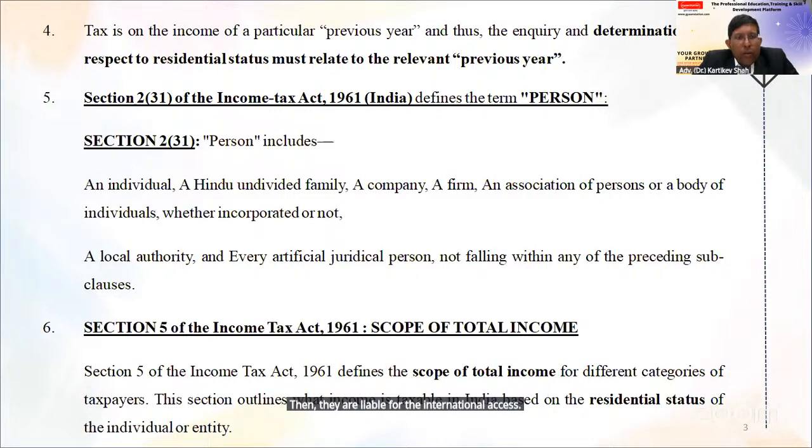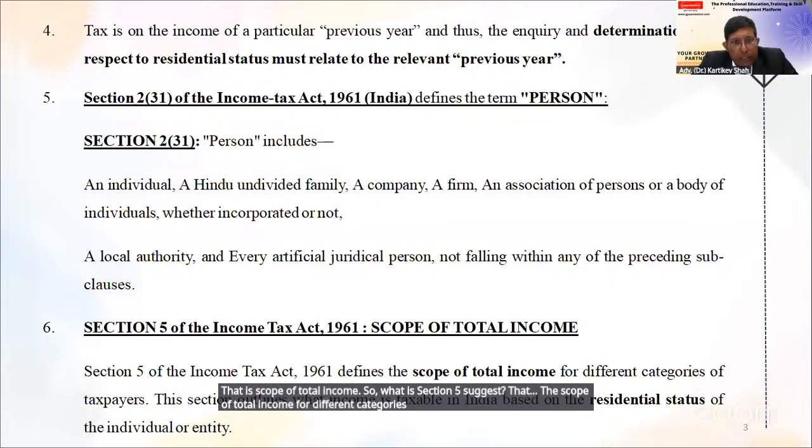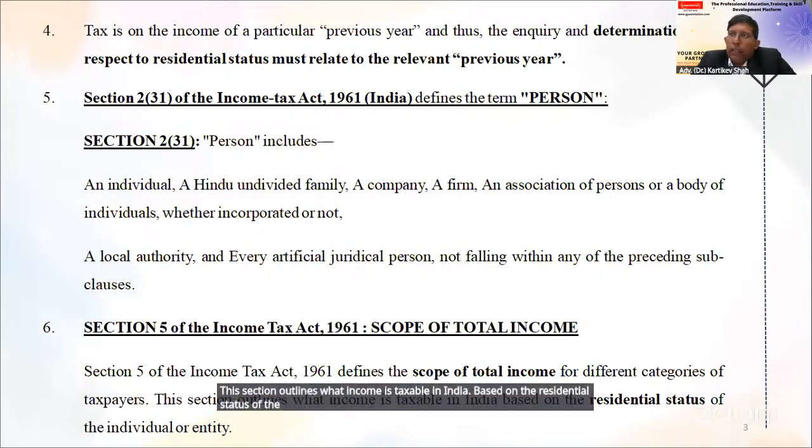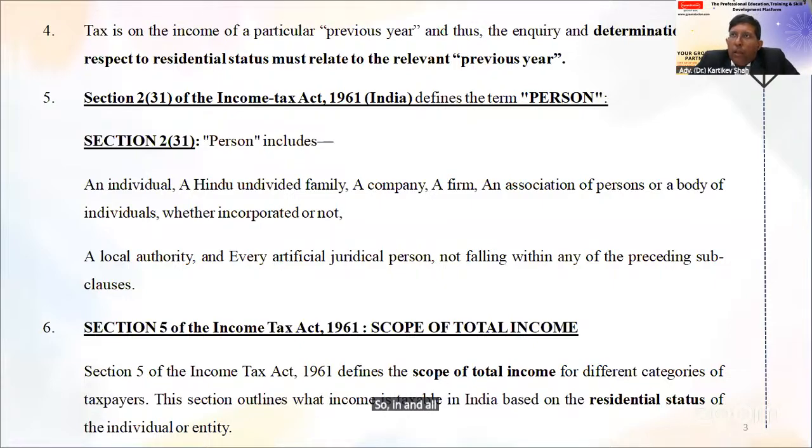Now, section 5, that is the scope of total income. What section 5 suggests is the scope of total income for different categories of taxpayers. This section outlines what income is taxable in India based on the residential status of the individual or entity. So in all, how income is levied and at what rate of tax it is levied all depends on your residential status.